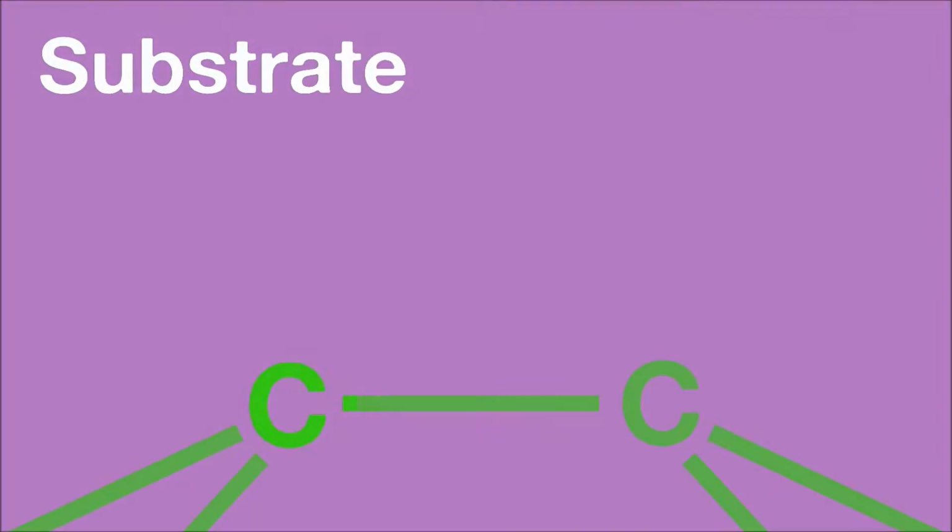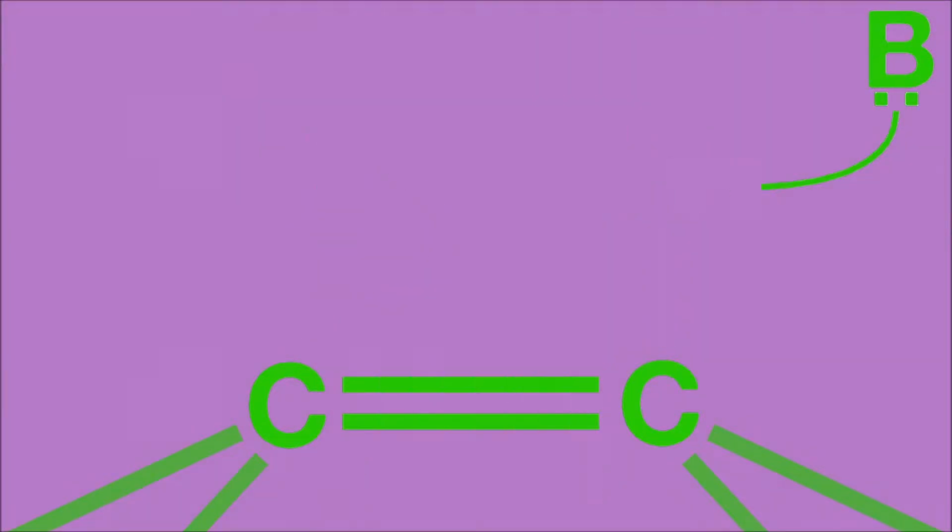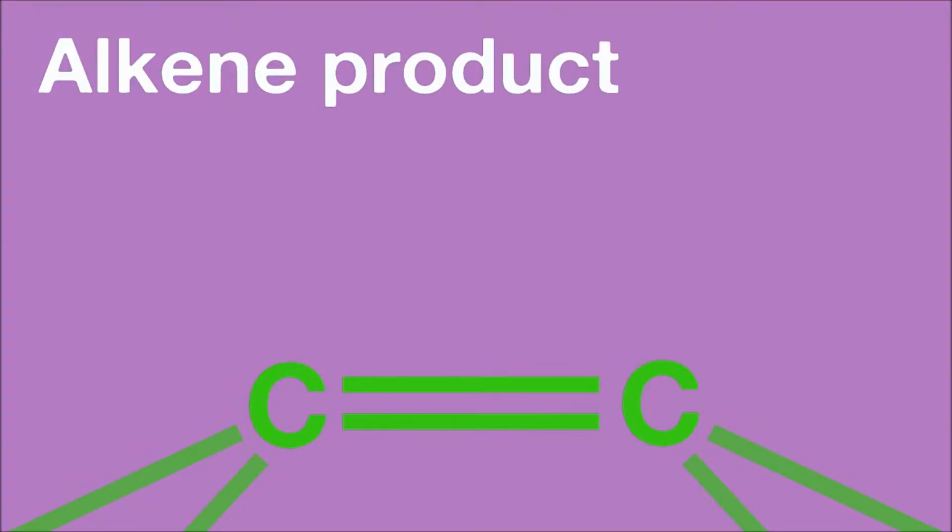The substrate is an organic molecule with a leaving group and an adjacent proton. The carbon that bears the leaving group is the alpha position, and adjacent carbons with a hydrogen are beta positions. In an elimination reaction, these are removed from a substrate facilitated by a base. A double bond takes the place of the missing groups, resulting in an alkene product.